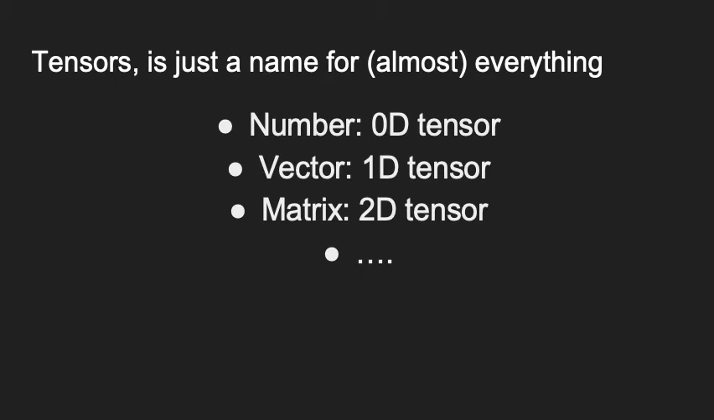A quick note on tensors. I know that some people are scared of the term. Tensor has just become, in machine learning, a name for pretty much anything. So a number is a 0D tensor, a vector is a 1D tensor, a matrix is a 2D tensor, etc., and tensors can have as many dimensions as needed.